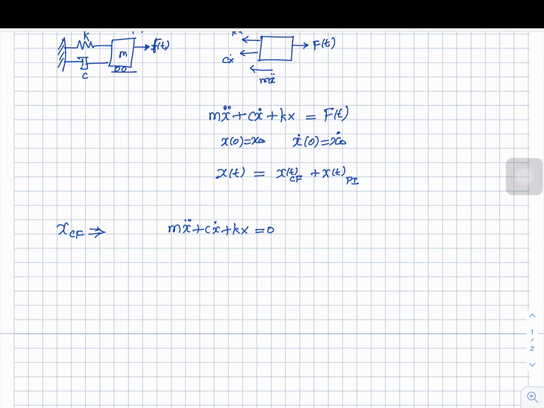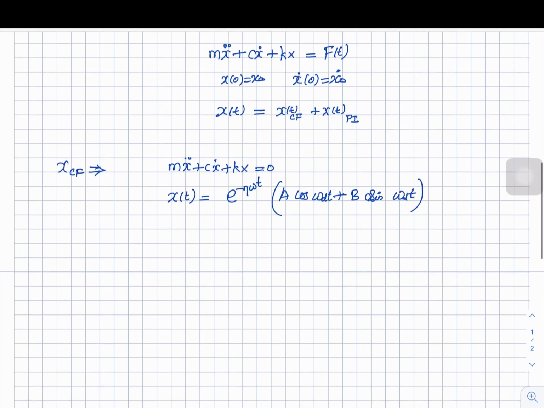By this time you should remember this result: x of t equals e power minus eta omega t times A cos omega_d t plus B sin omega_d t. The next one is x_pi, the particular integral, which we need to find. To find it, we need to consider the non-homogeneous equation. So far we don't know what this f is.